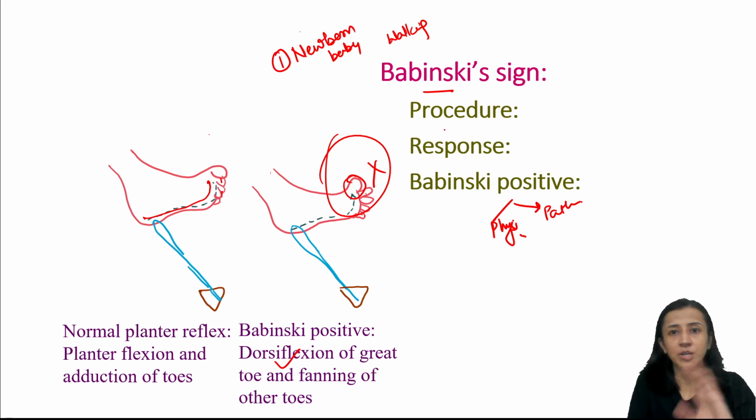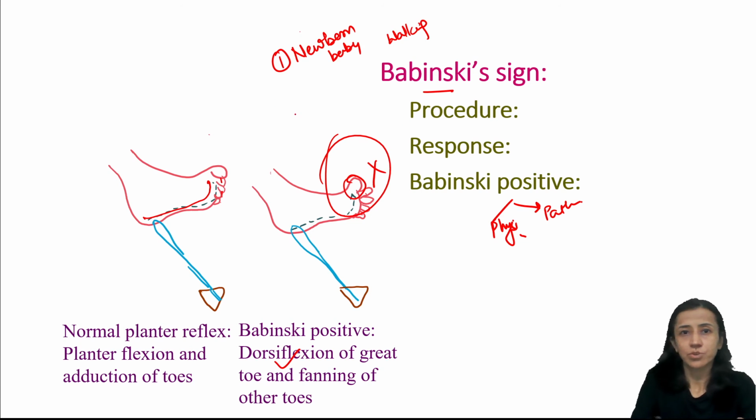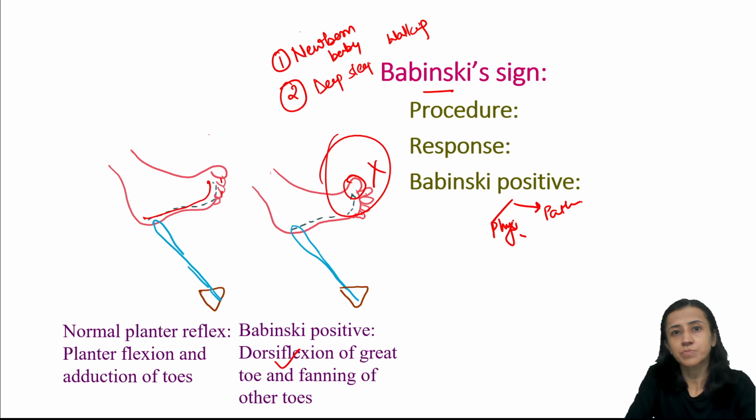We will discuss what is upper and lower motor neuron. I think we have discussed upper motor neuron and lower motor neuron in our video of motor tracts, descending tracts, so you go through that video. So that is the newborn baby. Second thing, when we are in deep sleep, again this is positive because it is a normal withdrawal reflex. And third, the pathological condition, when there is an upper motor neuronal lesion.